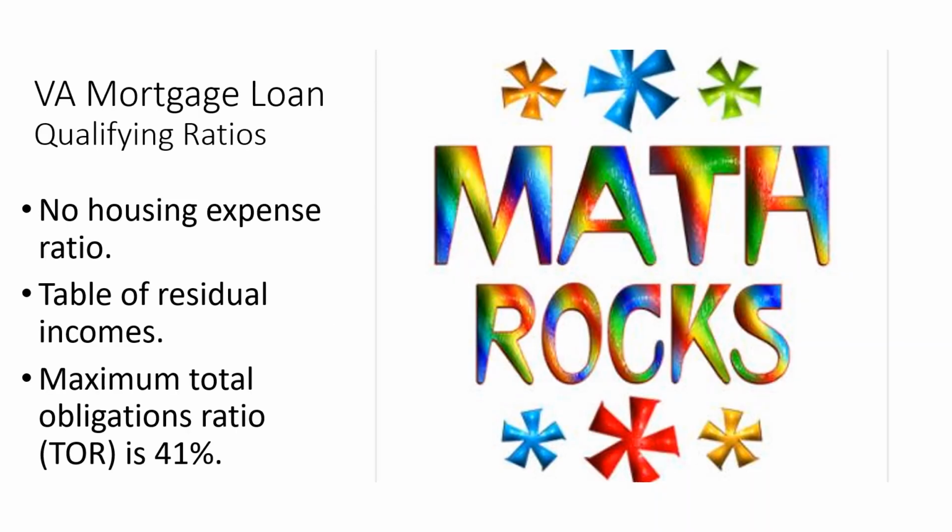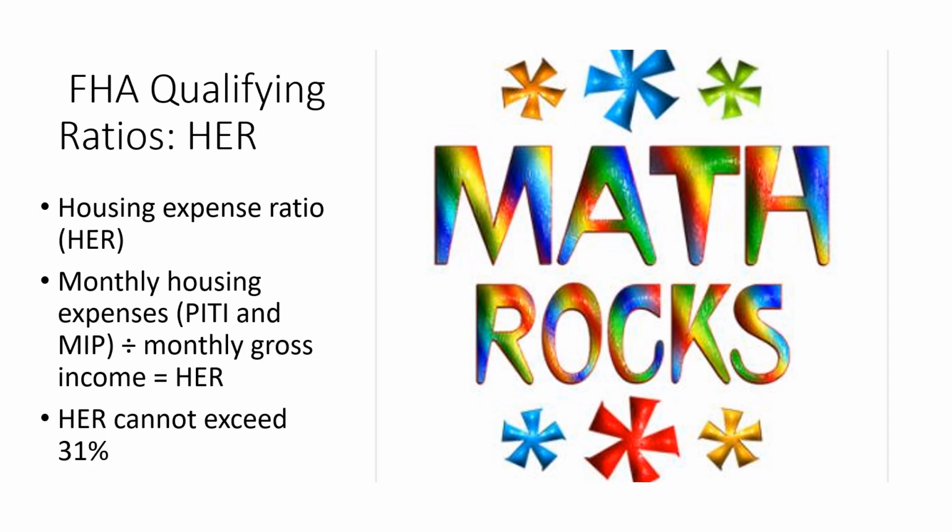Qualifying ratios for VA. There's no housing expense ratio, and they do have a table of residual income. They want to make sure that the veteran has enough residual income each month. And the maximum total obligations ratio for VA is 41%.